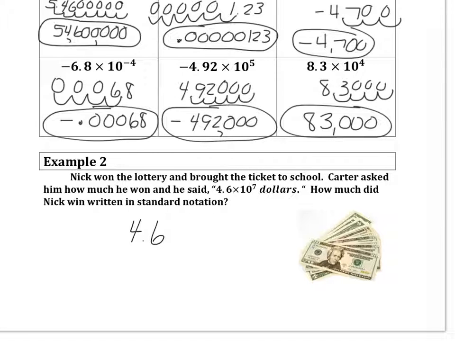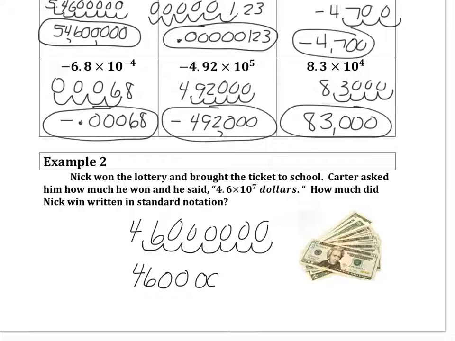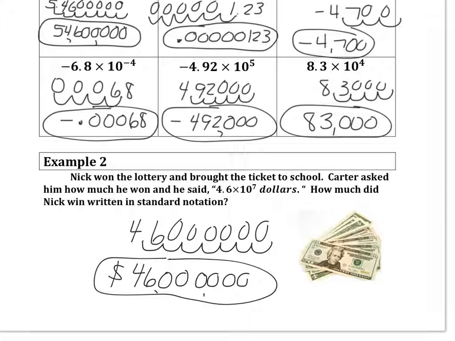So 4.6 times 10 to the 7th would be 7 loops. 1, 2, 3, 4, 5, 6, 7. Fill in those zeros. Let's see how much he won in the lottery. Rewrite it so that it looks nice and we can read it. Put in your commas. And a cool 46 million's not a bad day.